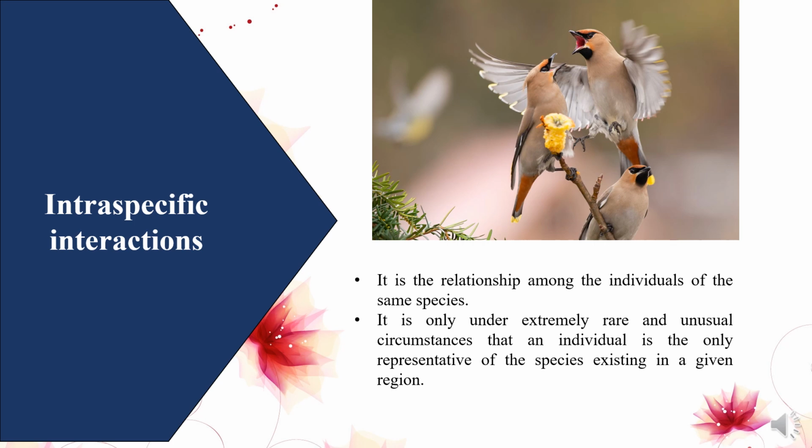Such interactions between the members of the same species may manifest in the form of mating behavior, family formation, group formation, dominant subordinate relationship, and communication. And some of the more important forms of intraspecific interactions are discussed in the next slides.